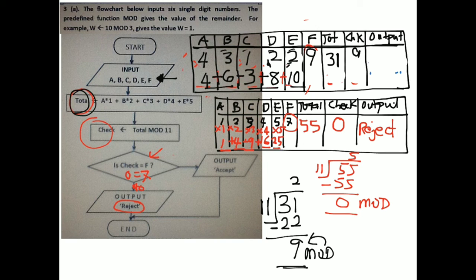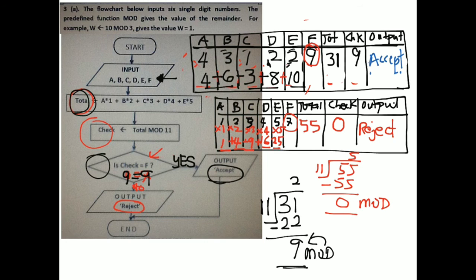So just put that inside the check column and compare. That's the third one here. So check. Check is 9. Is it equal to F? Your F is actually a value of 9. So when you compare that, is it yes or no? It's yes. So when it's yes, it's going to output accept. There you go.